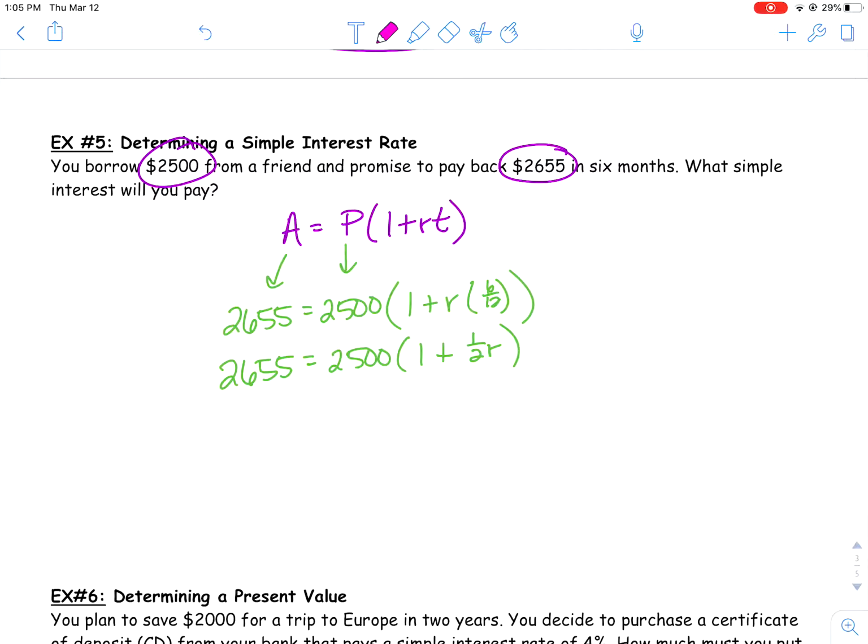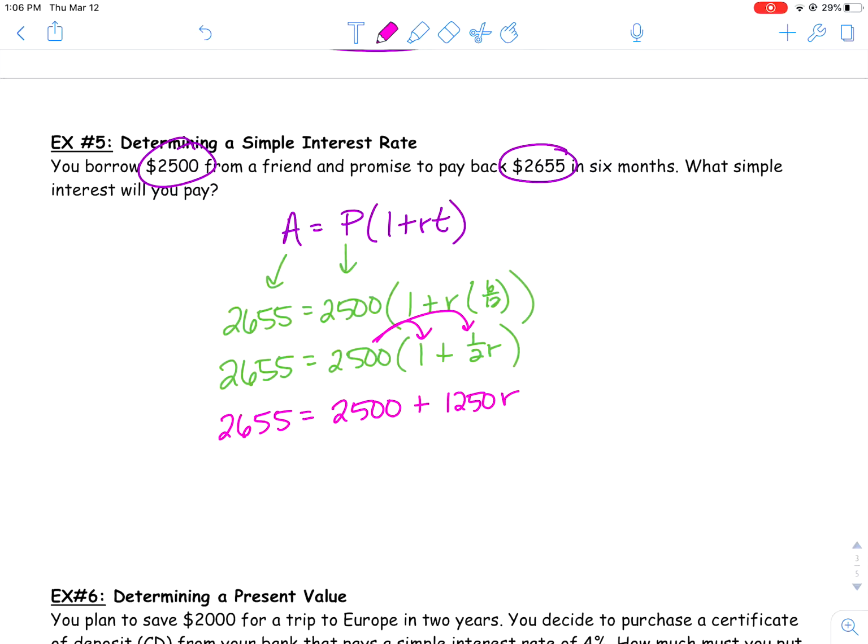A couple different ways you can do this problem. What you could do is, some students see that I can distribute this $2,500. We can do that if you'd like. We can leave this $2,655 on the left side. We can distribute the 2,500 to the 1, and we can distribute the 2,500 to the 1/2 R. So taking my 2,500 and multiplying it by 1/2, you should end up getting 1,250. Don't forget your R that's there.